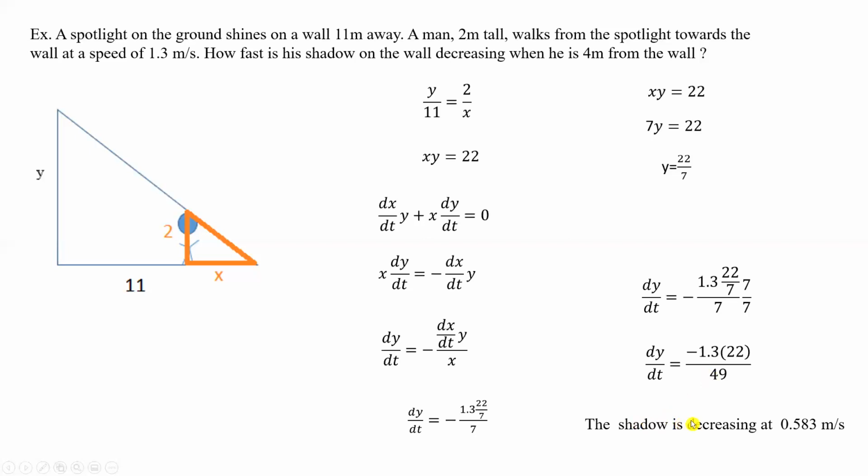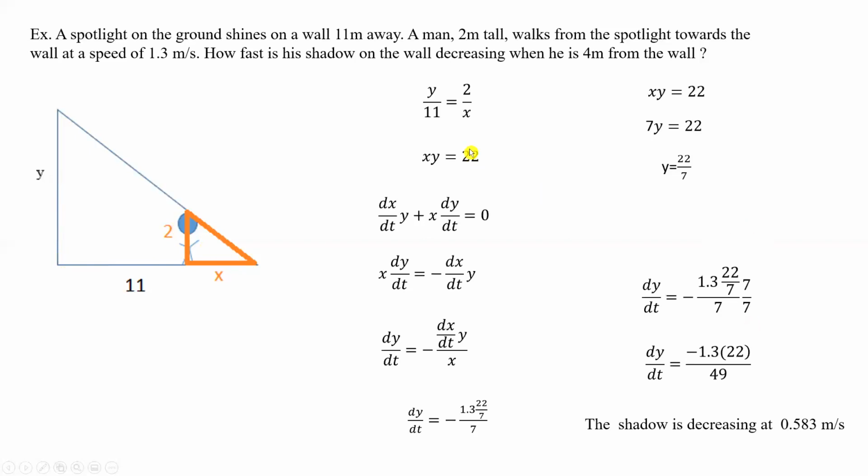So the shadow decreasing. Why was it decreasing? Because of that negative. Decreasing at 0.583. Y is a distance that's measured in meters. Time is measured in seconds. So that's why it's decreasing at 0.583 meters per second. And we'll see if that makes any sense. The spotlight casts this kind of a shadow. As you move closer, the spotlight will cast that sort of shadow. So it looks like y should be getting smaller, so this should make sense.